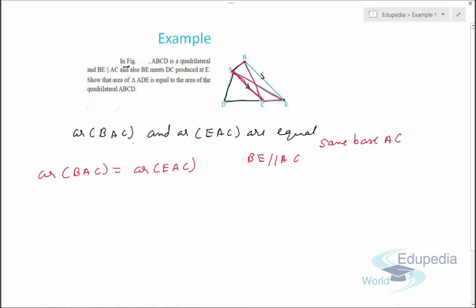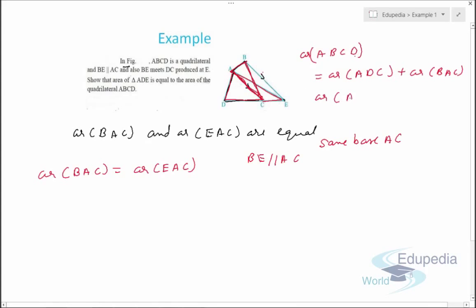Now if you can see properly, area of quadrilateral ABCD can be written as area of ADC plus area of BAC, right? Means ABCD can be written as this area plus area BAC, right? Similarly, area of ADE can be written as area of ADC plus area of EAC, right? So in these two, you can see properly, we have a common area of ADC.